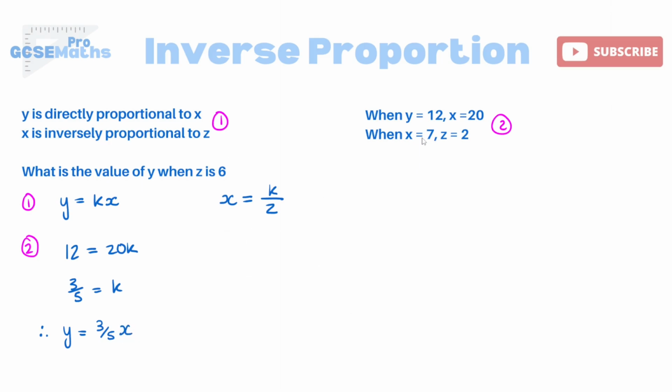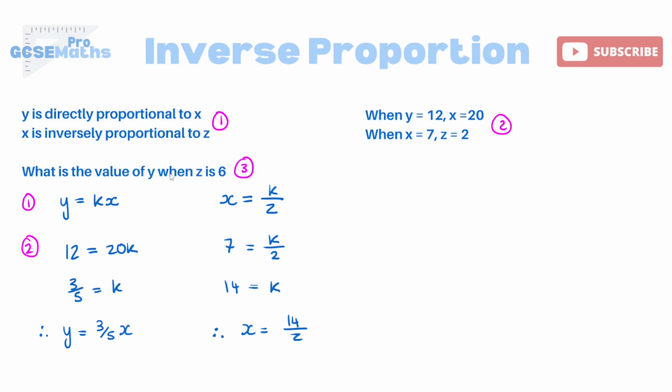Same for the second one. We've got when X is 7, Z is 2. So X is 7, and then Z is 2. Solve this for K, multiply by 2, we get 14. Rewrite that formula: X is equal to 14 over Z. So I've done the first 2 steps without even really looking at what the question was. Step 3 is obviously answer the question.